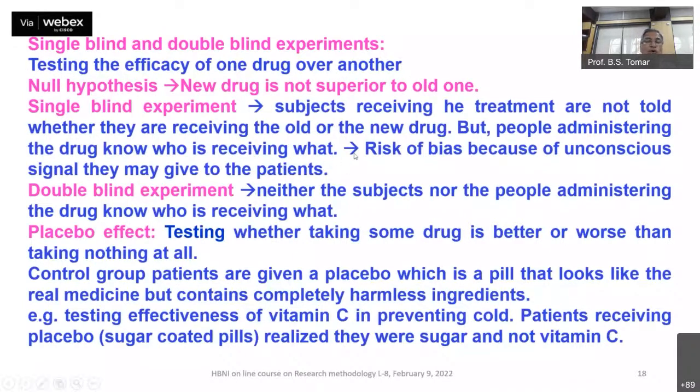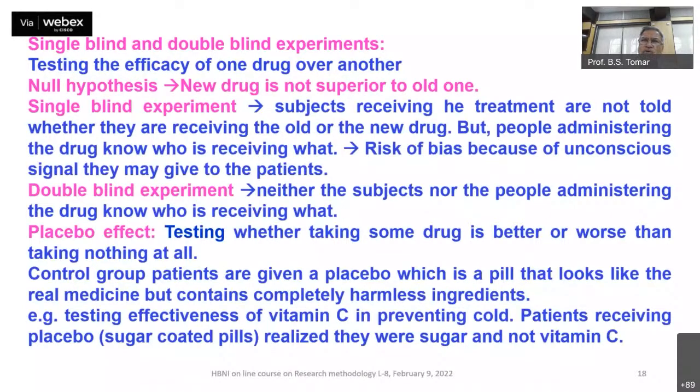But when the people who are injecting know, there is a risk of bias, because unconsciously they will reveal to the patient that they are being given the new drug. That unconscious signal they give to the patients might bias the outcomes. Then there is a double blind experiment, which is still better. In this double blind experiment, neither the subjects nor the people administering the drug know who is receiving what. So there is no bias.